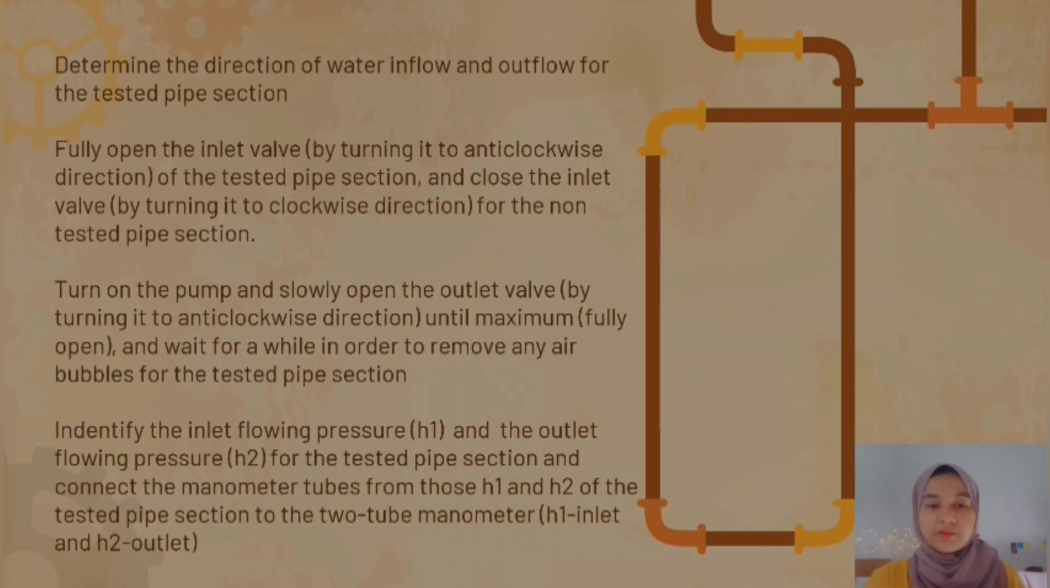Identify the inlet flowing pressure or H1 and the outlet flowing pressure or H2 for the tested pipe section, and connect the manometer taps from those H1 and H2 of the tested pipe section to the two tap manometer, H1 inlet and H2 outlet.